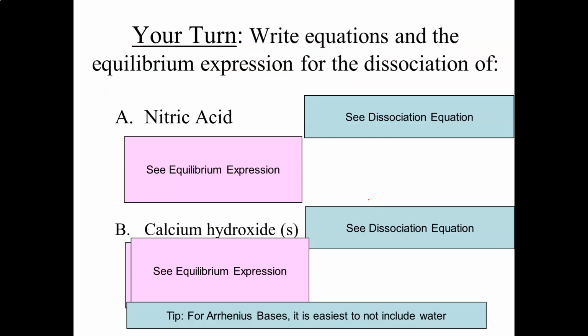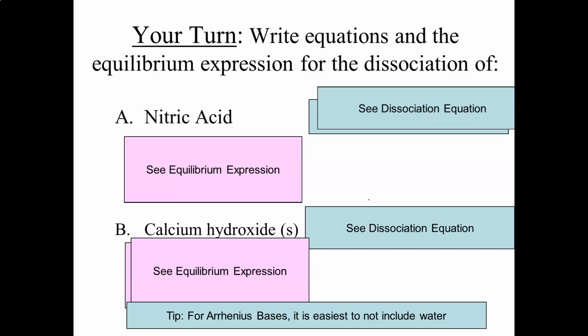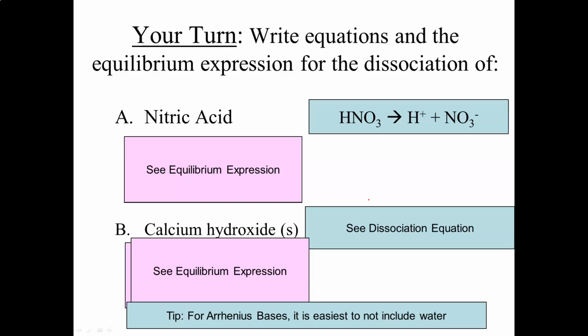Next thing we need to do is write expressions for the dissociation of these various things. So we have nitric acid. Your dissociation equation looks like this: HNO3 yields H plus plus NO3 minus. And the equilibrium expression will look like this: Ka is H plus times NO3 minus over HNO3. This is nothing different than previous problems we did in Unit 3.